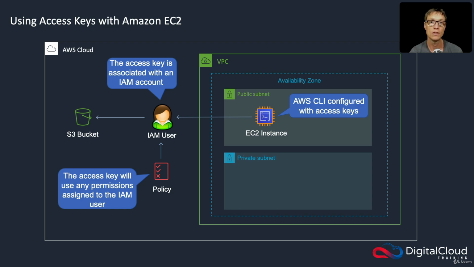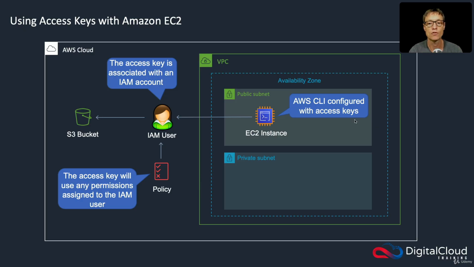Now, why is this insecure or less secure? Well, the reason is the access keys are stored on the EC2 instance, and if you compromise the EC2 instance, you can access those access keys, and then you can use them to gain whatever privileges are assigned to that user account. So if somebody compromised your EC2 instance, they would then be able to compromise your AWS account. So that's a bit of a concern.